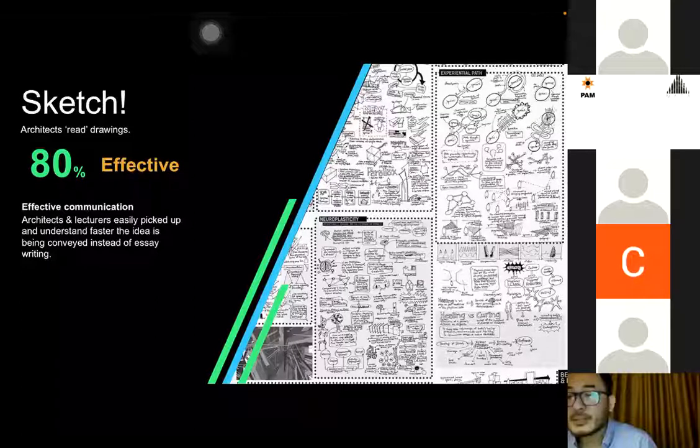Okay, so you need to sketch, okay? Because architects read drawings and it is proven 80% effective. Architects and lecturers easily pick up and understand the idea being conveyed faster than with essay writing. This sketch is actually my student's in UITM. What he did is sketch all his ideas and all the studies that he did.